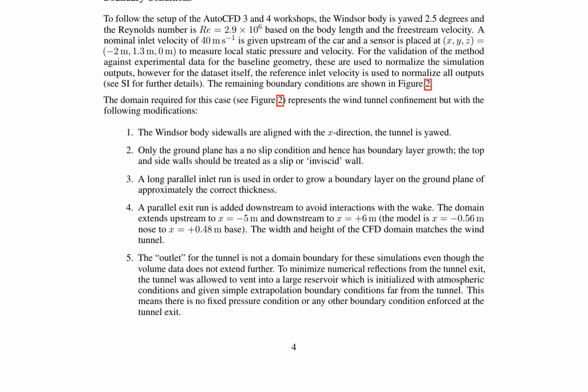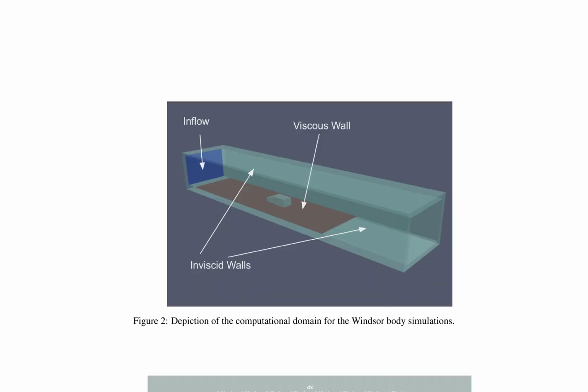The setup includes specific boundary conditions, such as a yawed Windsor body, a nominal inlet velocity, and a sensor for measuring local static pressure and velocity. The domain extends upstream and downstream to accommodate boundary layer growth and avoid interactions with the wake. The computational domain for Windsor body simulations is illustrated in Figure 2, showcasing complex geometry and flow patterns.